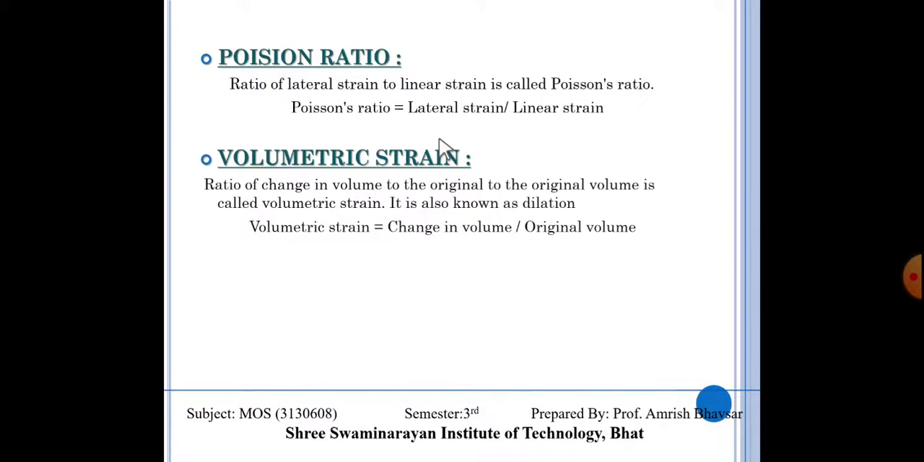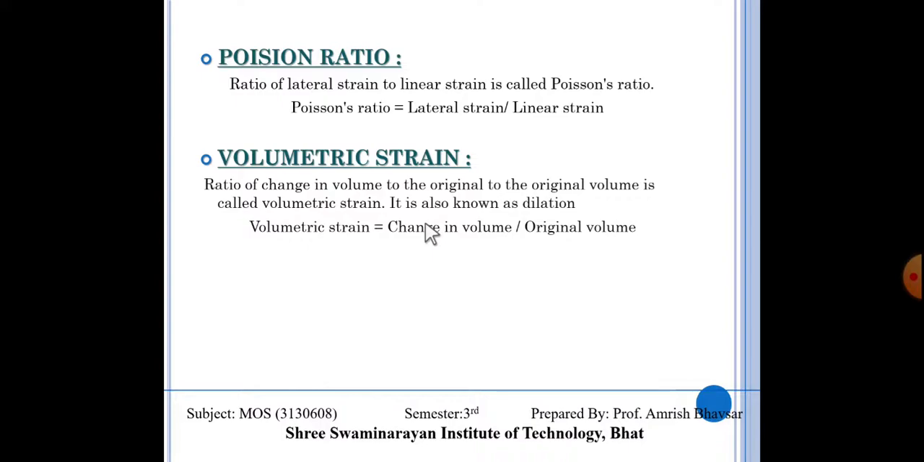Now another thing, that is Poisson's ratio. What is Poisson's ratio? The ratio of the lateral strain to the linear strain is called Poisson's ratio. Lateral strain upon linear strain means mu is equal to strain dash upon strain, that is epsilon dash upon epsilon.